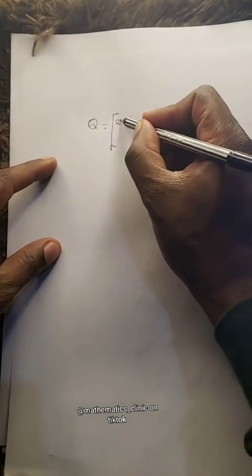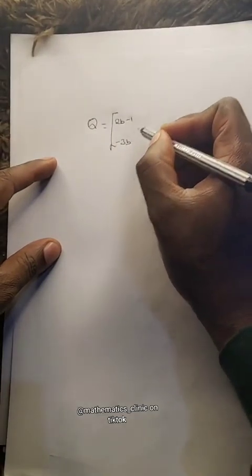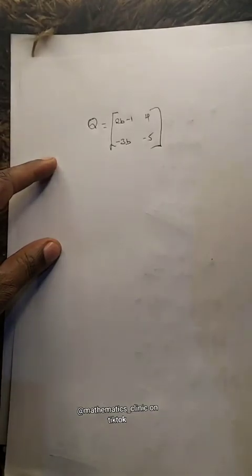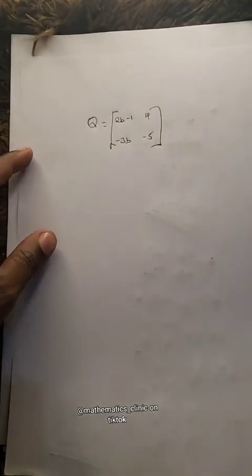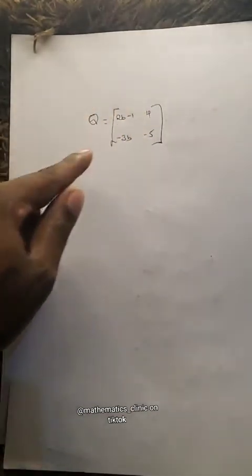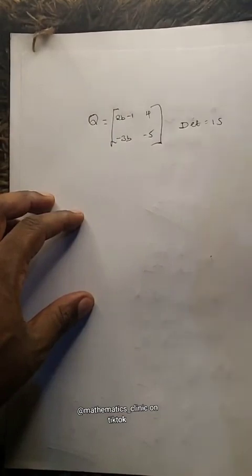Question number 1. It's the first question. So this one is saying, given that the determinant of matrix Q, so let's write matrix Q. Our matrix Q is equal to 2b minus 1, then negative 3b, then 4, then minus 5. All right, that's matrix Q. Given that the determinant for this matrix is 15, the determinant is given to be 15.